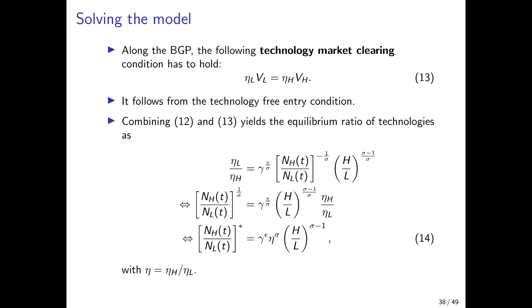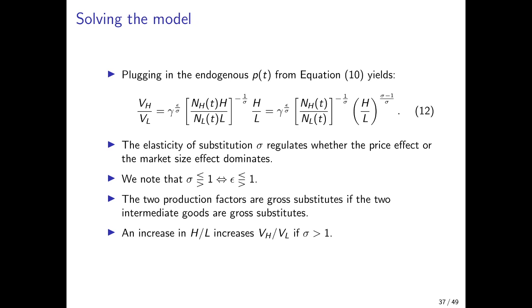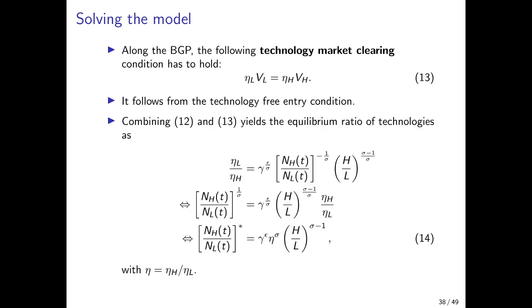the equilibrium ratio of the stock of patents that are suited to high-skilled workers divided by the stock of patents used by the low-skilled workers, NH over NL star, which is this expression here, which is just the simplification of the expression that we have above here, and eta is now eta H over eta L. And this expression can then be plugged into this expression here, such that we can next solve really for the equilibrium skill premium that is only determined by exogenous parameters anymore.